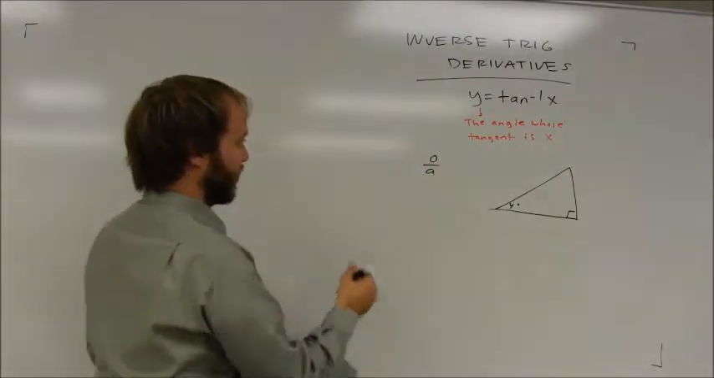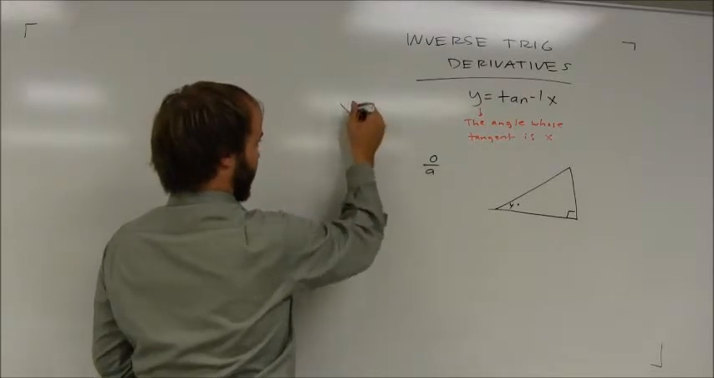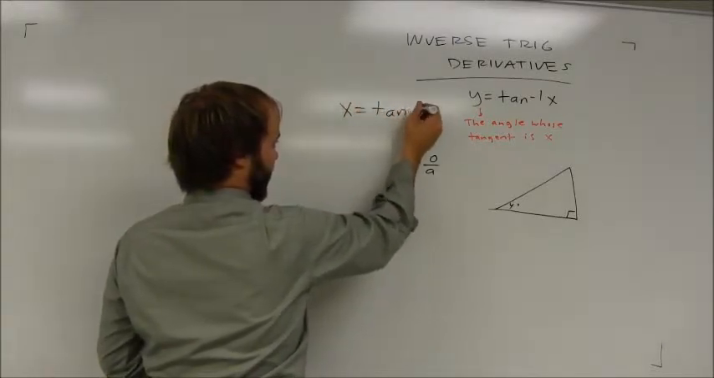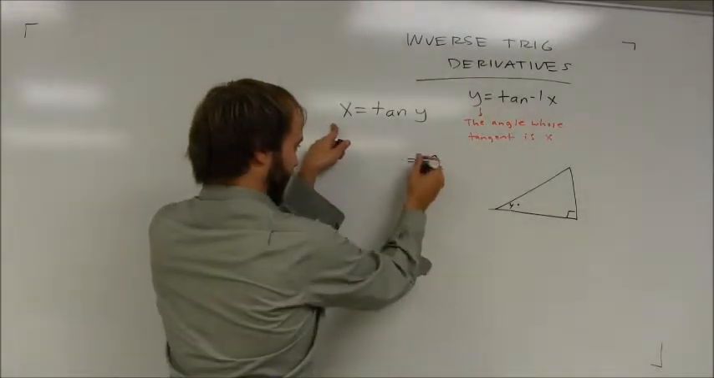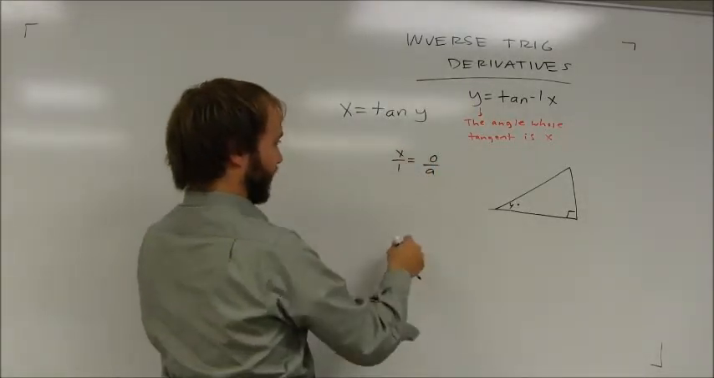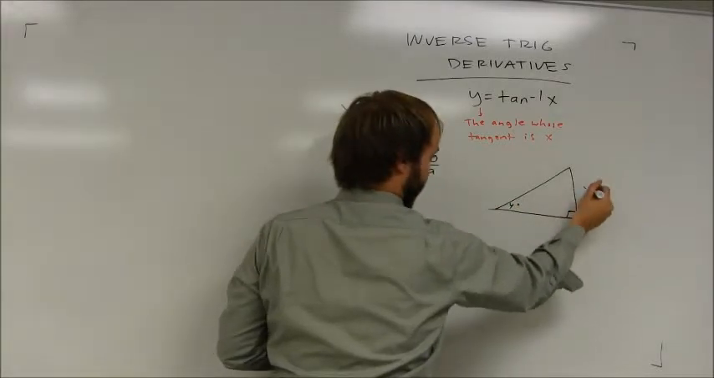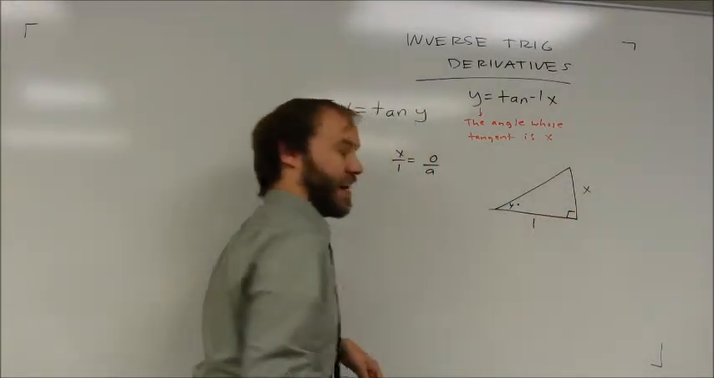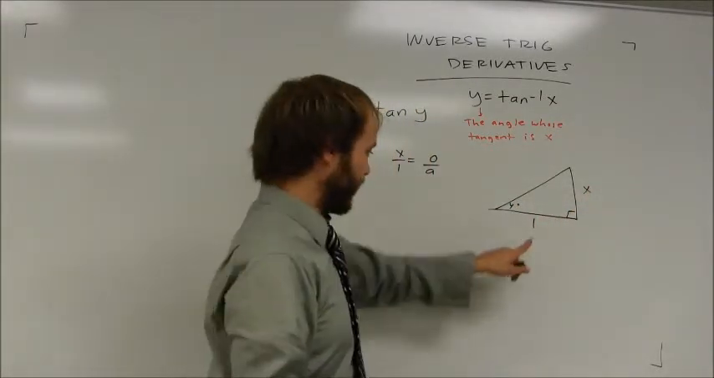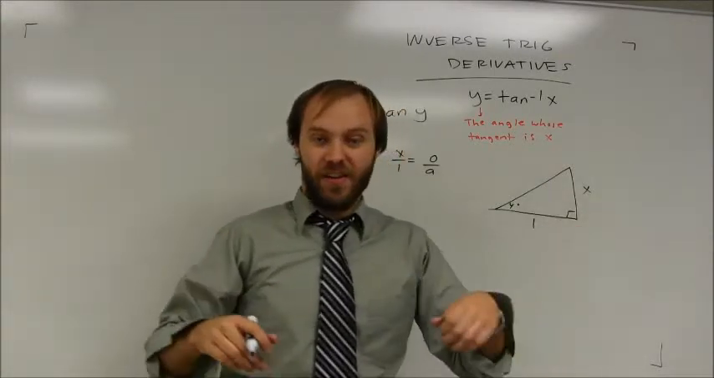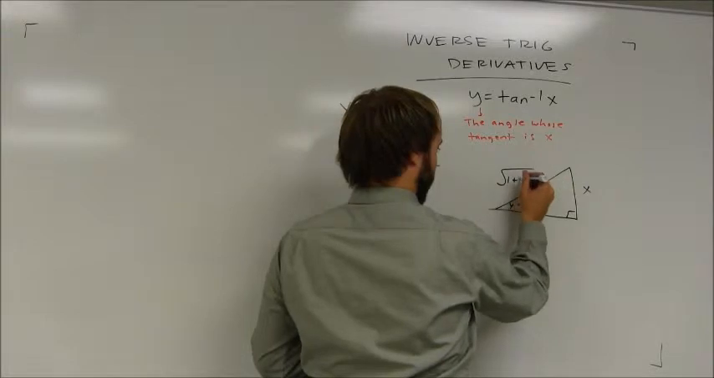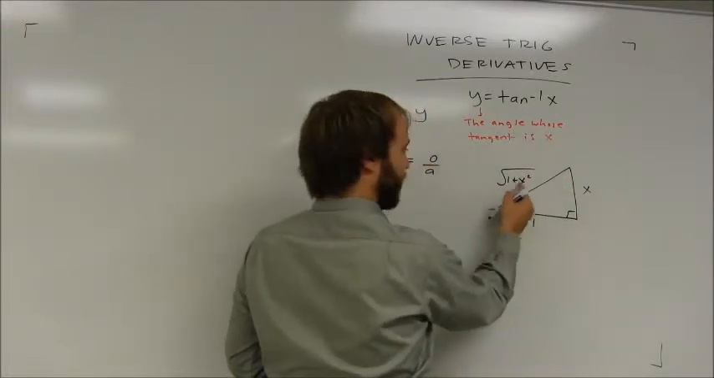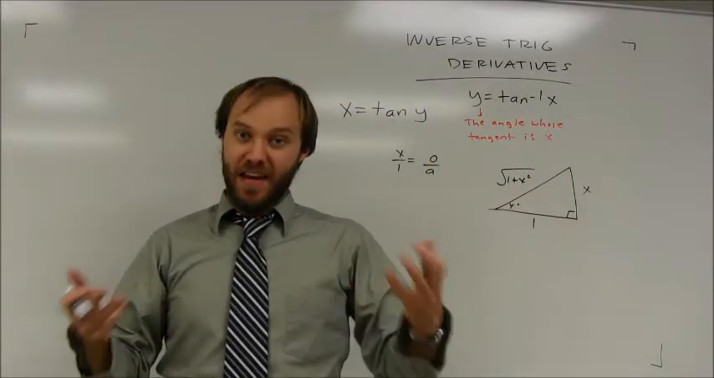So if I rewrite this using inverse notation, that would be x equals tangent of y. Okay, if x is my tangent value, that's my opposite over my adjacent side. So it's telling me that my opposite side is x, and that my adjacent side is 1, which means the hypotenuse is going to be this squared plus this squared, basically the radical of that. So it's going to be radical 1 plus x squared. It's 1 squared plus x squared, Pythagorean theorem.